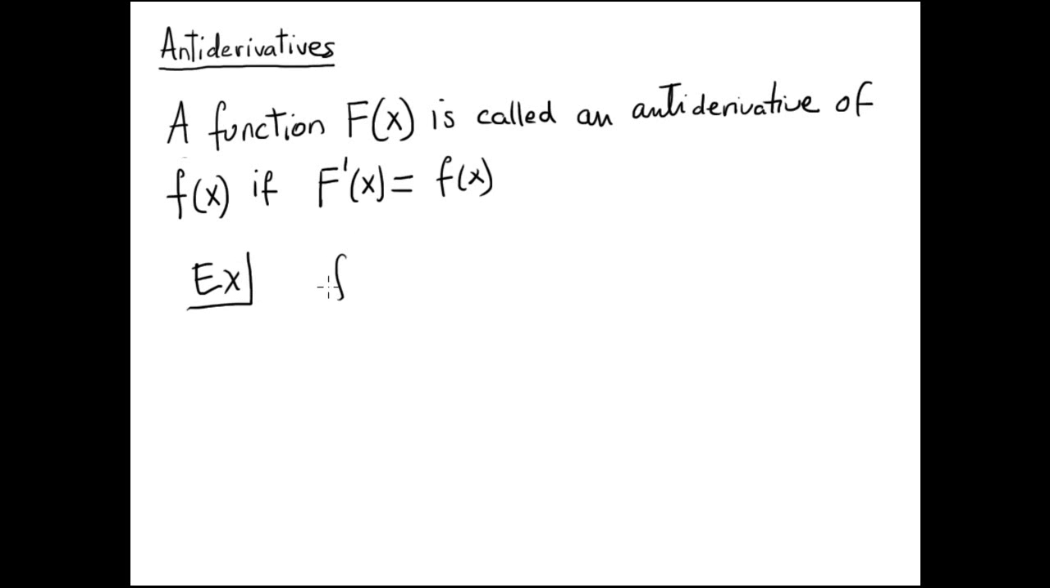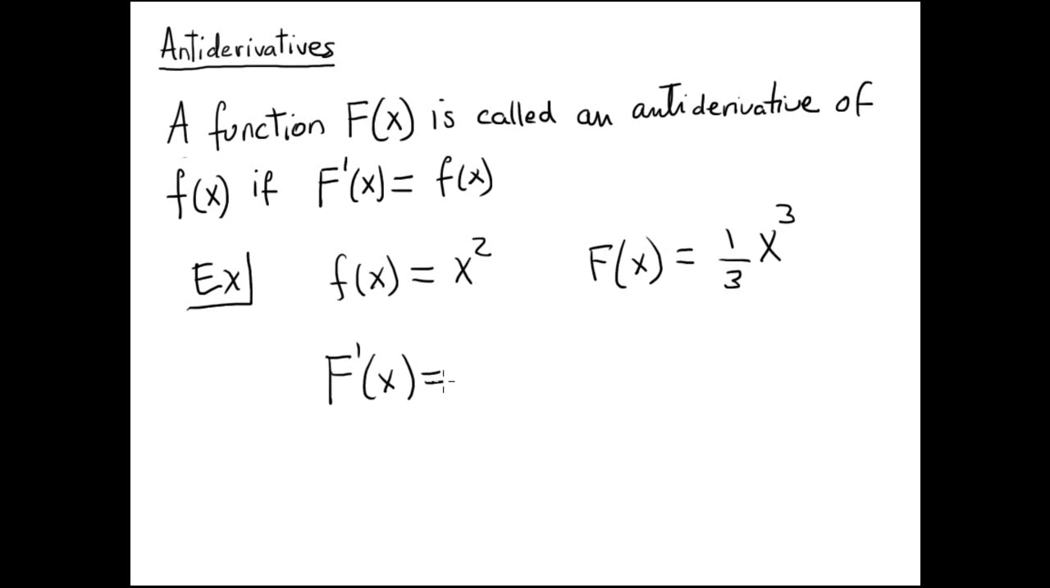Suppose that f of x is equal to x squared. Then capital F of x is equal to 1/3 x cubed. Let me prove that. So you differentiate this. These three go to the front, and you subtract 3 minus 1. 3 divided by 3 is 1. This is x to the second, and we come back to the beginning.